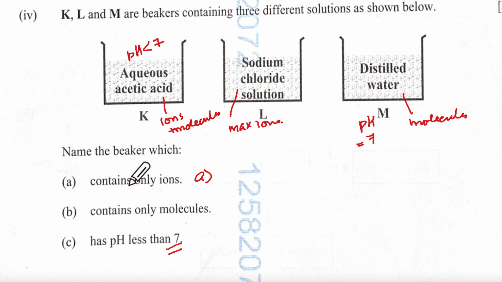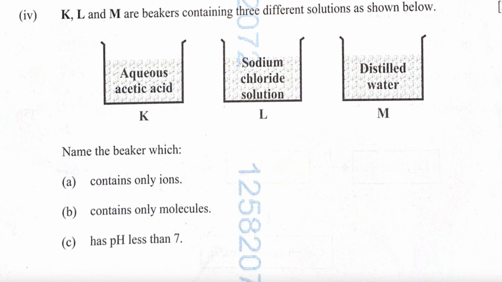Anyway, let us see how we can get this. Contains only ions will be sodium chloride, because it is an ionic compound. B, contains only molecules, will be M, and C, pH less than 7, will be K. All right. Now forgive me, I said this pH is out of syllabus, but they didn't ask the pH. It's from the syllabus. Okay, it's not out of syllabus. I got a little fooled with that.